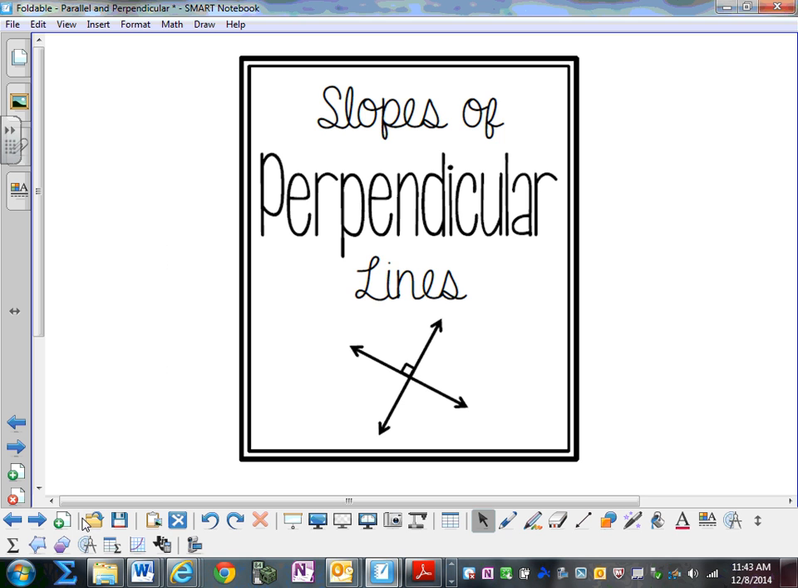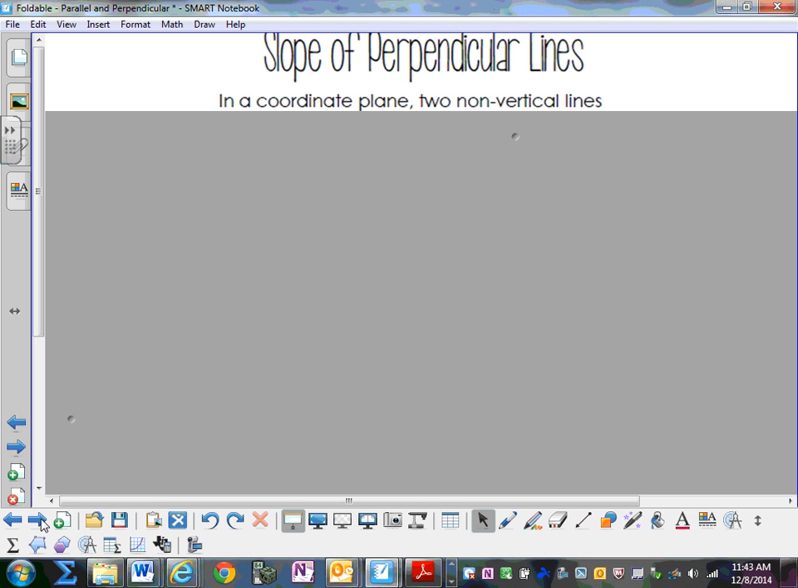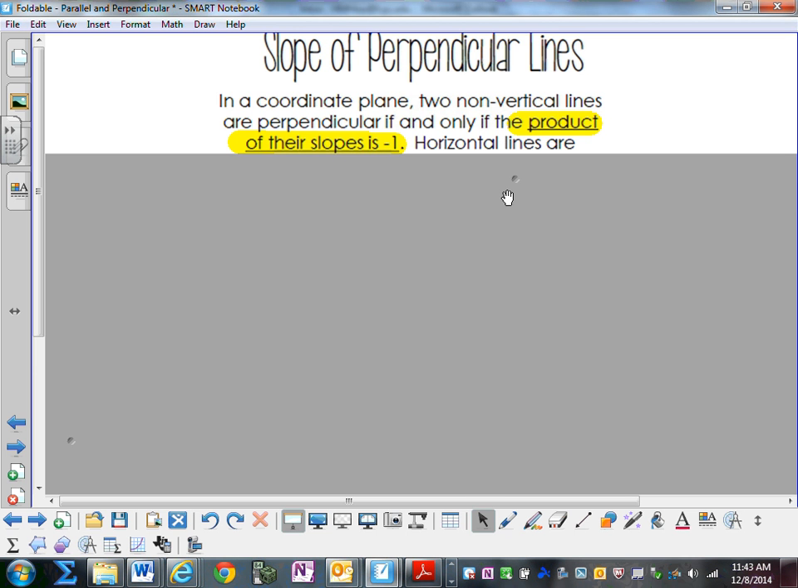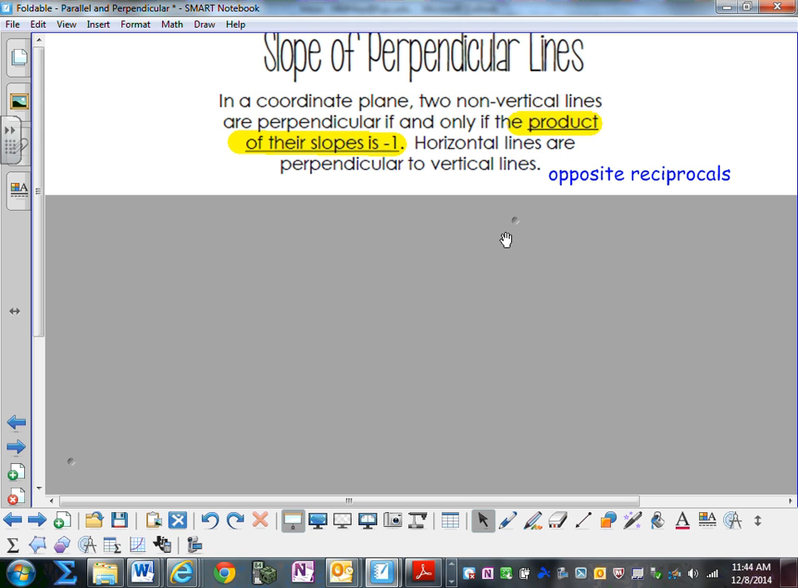Slopes of perpendicular lines. In a coordinate plane, two non-vertical lines are perpendicular if and only if the product of their slopes is -1. Horizontal lines are perpendicular to vertical lines.